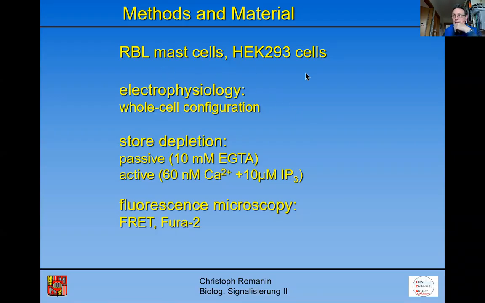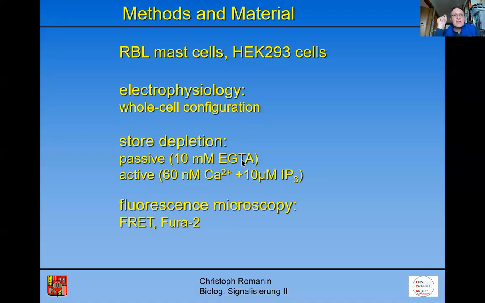So we have two models here. On the one hand, we have the RBL mast cells that contain the endogenous CRAC machinery. So they have these endogenous CRAC channels expressed. And we have the HEK293. These are the human embryonic kidney cells, a very nice expression system to study, for instance, the expression of CAT1, or how it's also called TRPV6. We typically use, because we want to measure also biophysical characteristics of a current through these channels, electrophysiology, the patch clamp technique in the whole cell configuration.